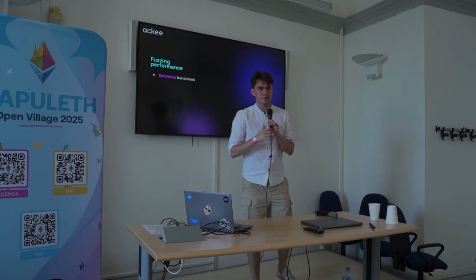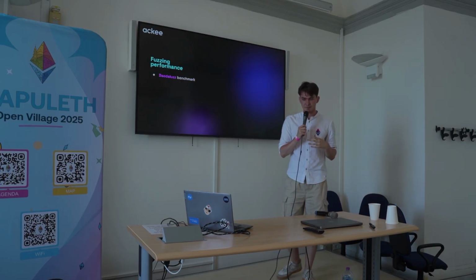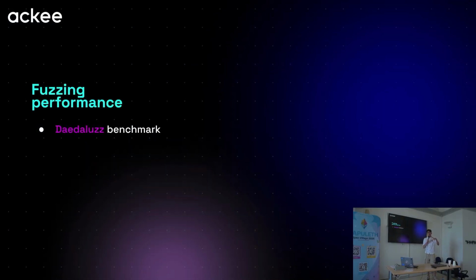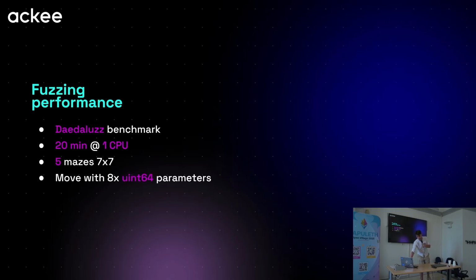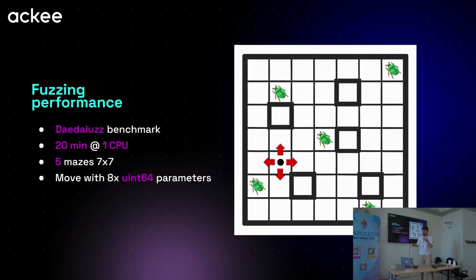Okay, let's speak about fuzzing performance. We took the Dallas benchmark, which was initially developed by Consensys. We ran our fuzzer on one CPU for 20 minutes, and it was done on 5 mazes, 7 by 7. Here you can see these mazes with the bugs that the fuzzer runs and tries to count.